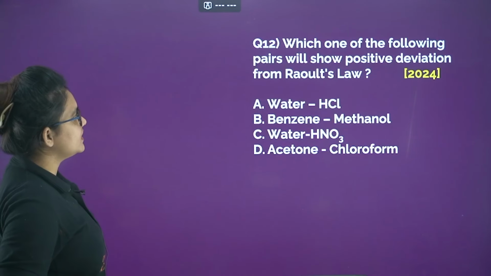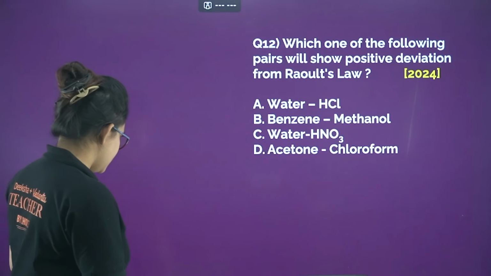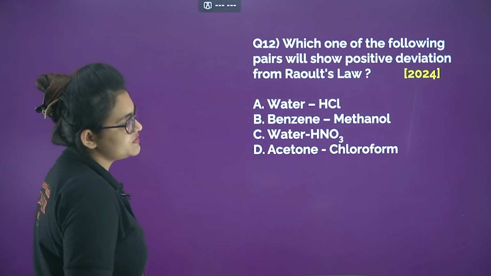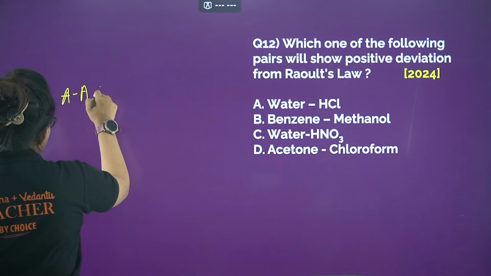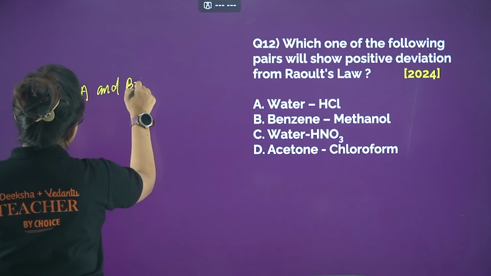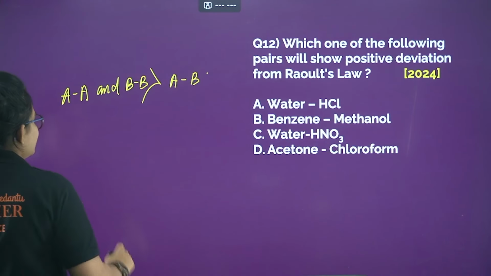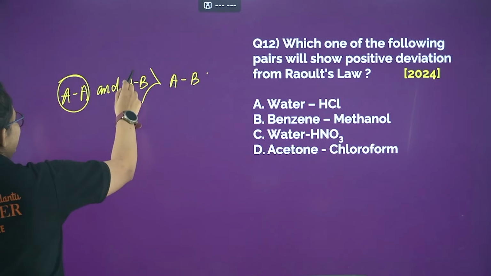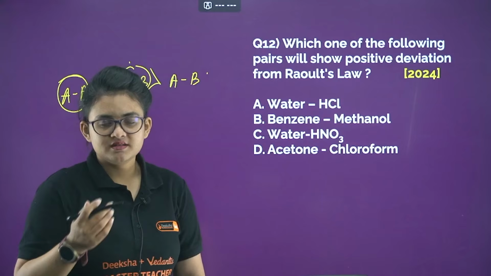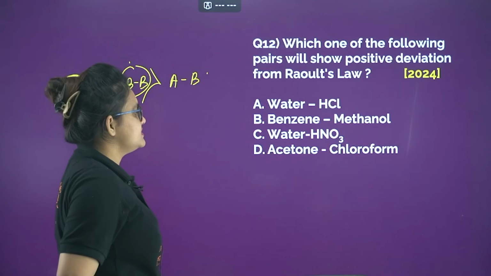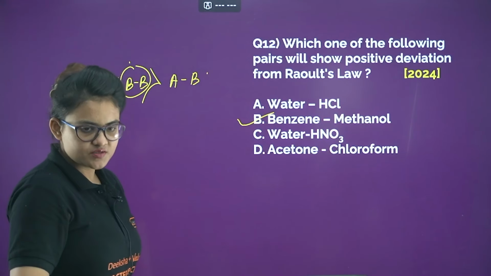Here you can see the question: which one of the following pairs will show positive deviation from Raoult's law. Positive deviation means what? Whenever the interaction between AA and BB is greater than that of AB, right? So you have to check whether the individual components A and B have any interaction among themselves or not. Here you can see option B is going to be the correct one.